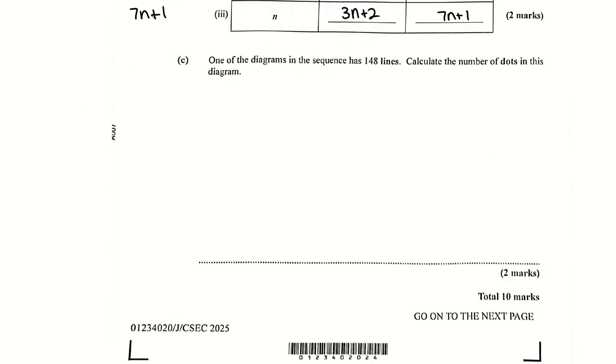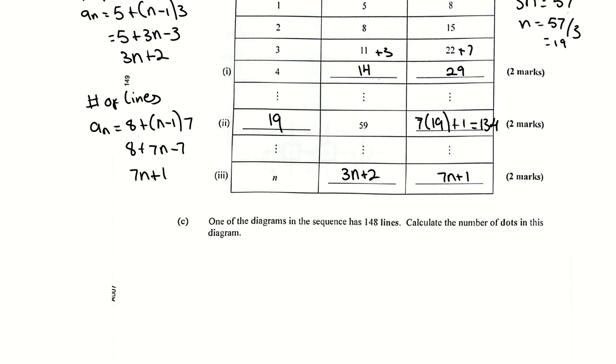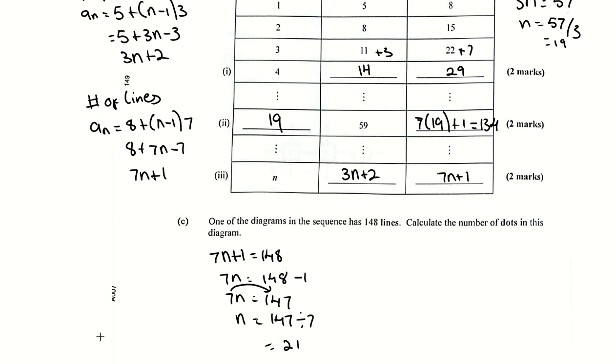Let's do part C, which is the last part. One of the diagrams in the sequence has 148 lines. Calculate the number of dots in this diagram. They're telling you the number of lines is 148, so we need to find out which diagram we're looking at. So 7n plus 1 is 148. 7n would be 148 minus 1, so 7n is equal to 147. N would be, if you carry across, 147 divided by 7, which is 21. So we're looking at when your diagram is 21.